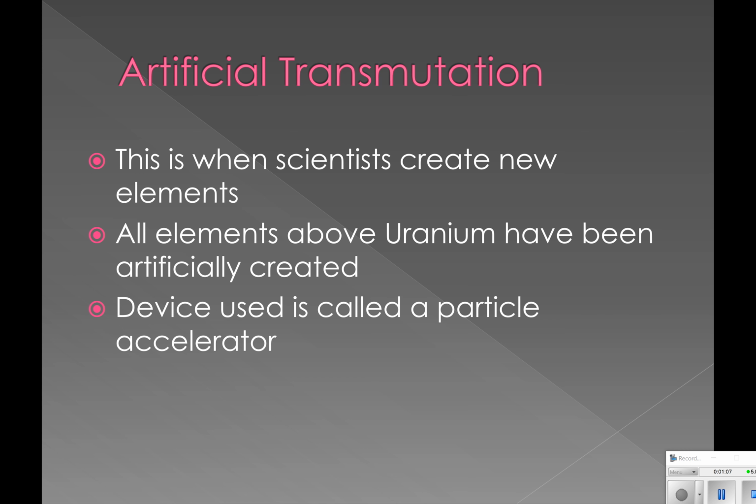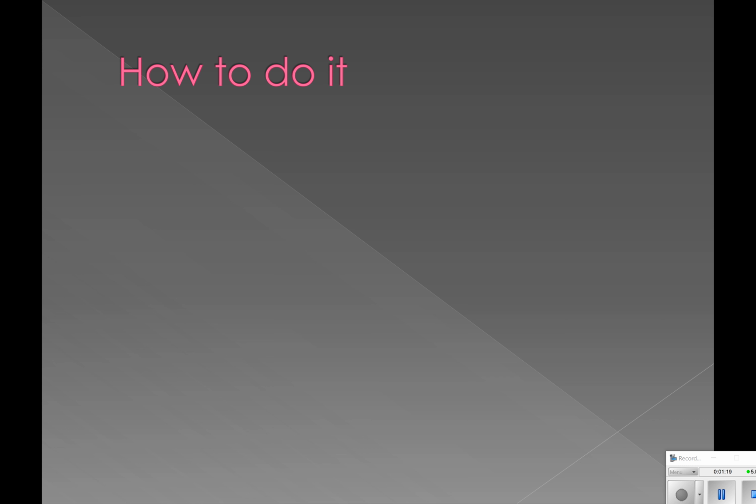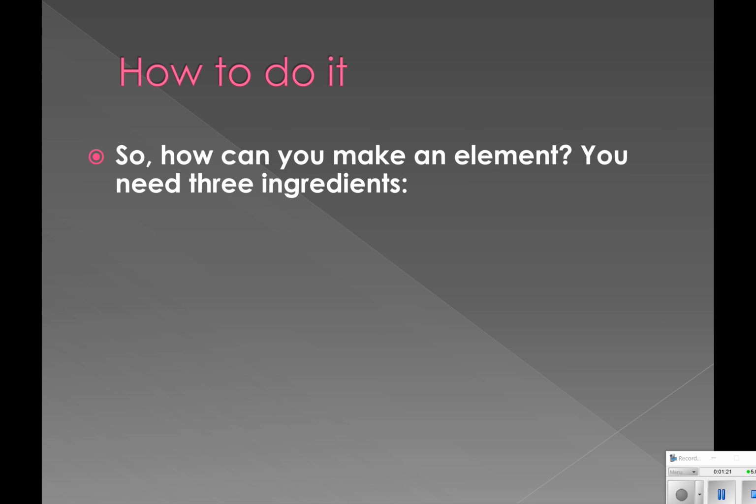And the device that's used to produce these elements is called a particle accelerator. And we'll take a detailed look at what one of those devices looks like and how they work. But all of these elements are going to be created using that particular device. How exactly is it done? How exactly do we make an element bigger than uranium?